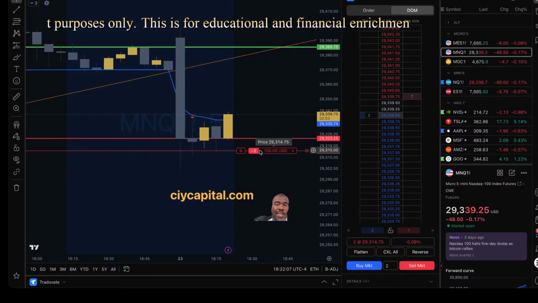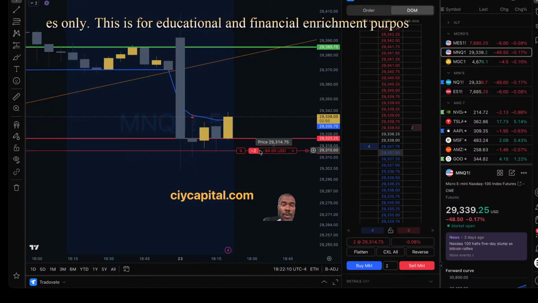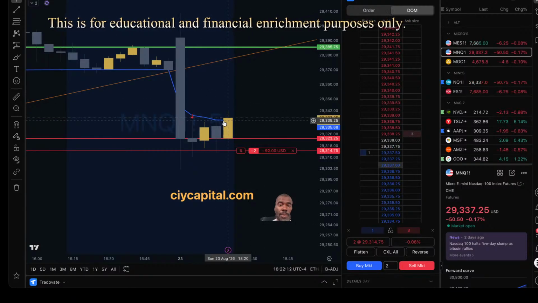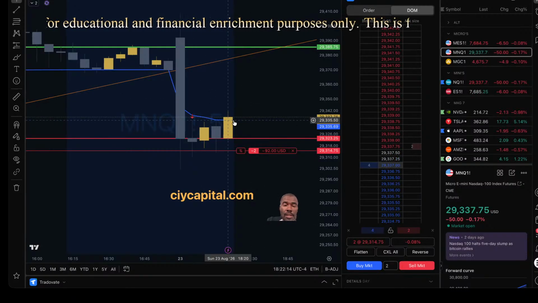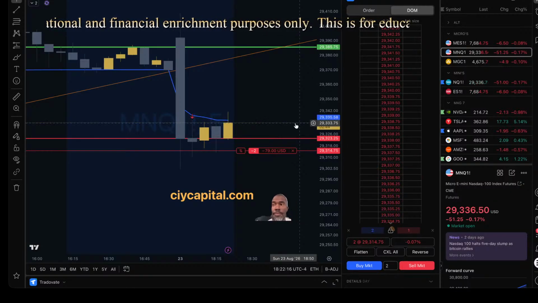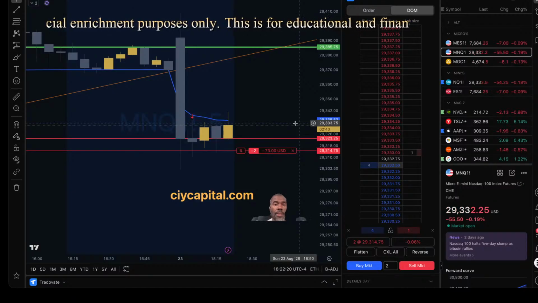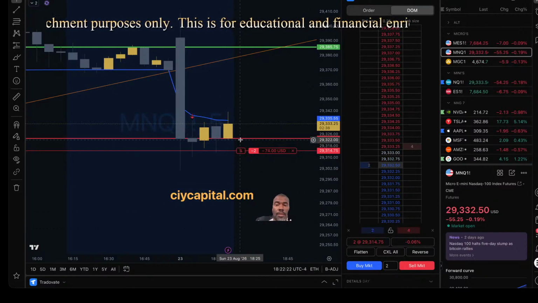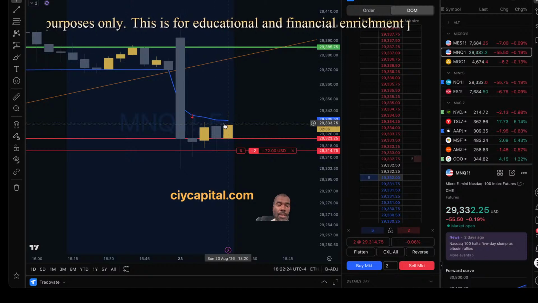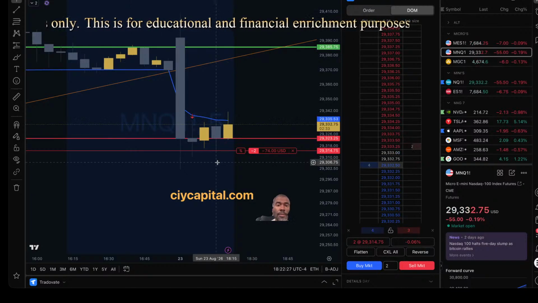So I'm going to wait till the next candle because even though it broke past the VWAP, doesn't mean it's going to stay there. So let's see. Just like that, the sellers stepped in and drove it down. Let's see.